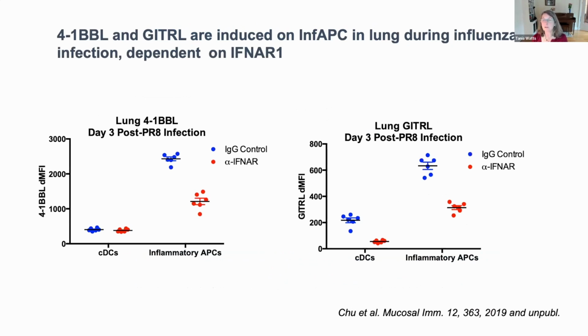So first of all, in this model, are the ligands also expressed on these inflammatory monocyte-derived cells? And so student William Chu looked in the lung, and here's the classical dendritic cell, and here are the inflammatory monocyte-derived cells with either a control antibody or anti-IFNA added before infection. And here you see that, again, it's monocyte-derived cells that express 4-1BB ligand and GITR ligand in a type 1 interferon-dependent manner compared to classical dendritic cells.